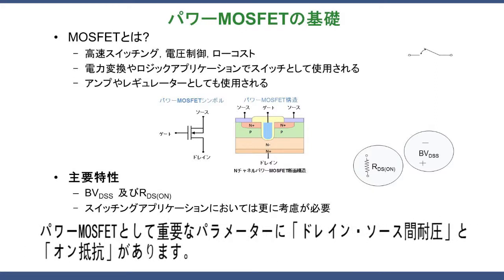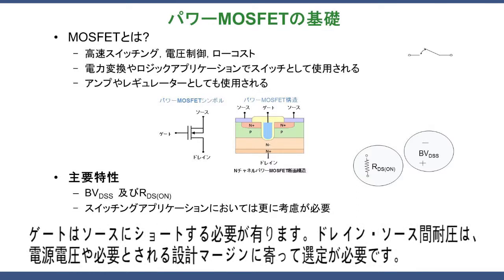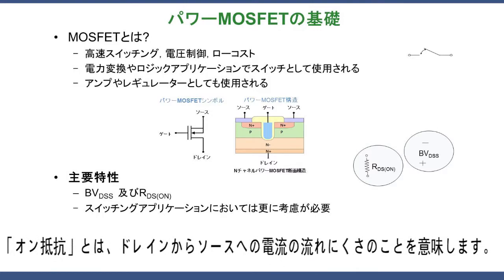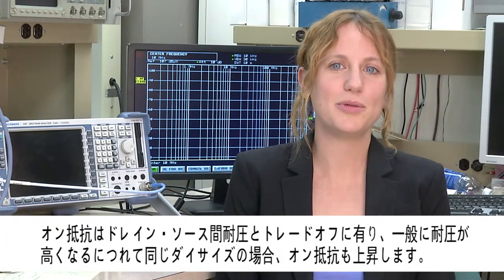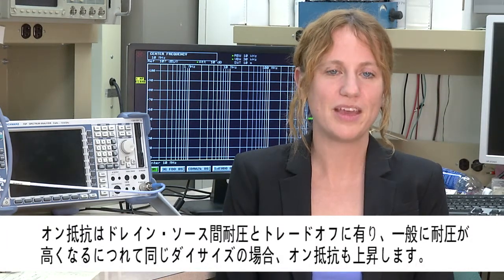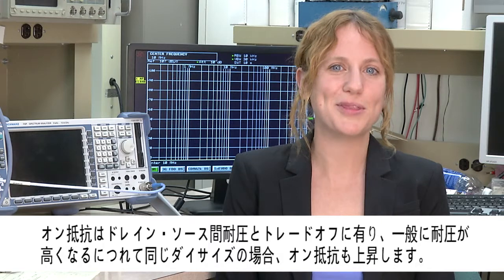Breakdown voltage between drain and source, or BVDSS, and on resistance, or RDS, are the significant parameters. The breakdown voltage between drain and source refers to the maximum voltage, or VDSS, you can apply between drain and source. You need to select the right breakdown voltage between drain and source according to the supply voltage and the required design margin. On resistance refers to the resistance to the current flowing from drain to source. On resistance and breakdown voltage between drain and source are in a trade-off relationship. In general, the higher the breakdown voltage, the higher the on resistance becomes for devices with the same die size.